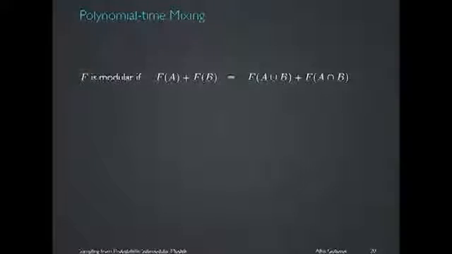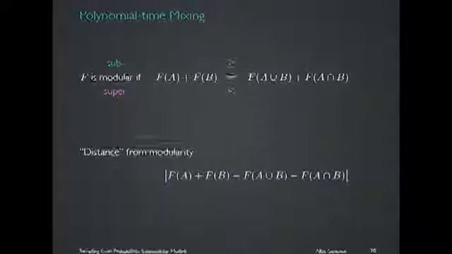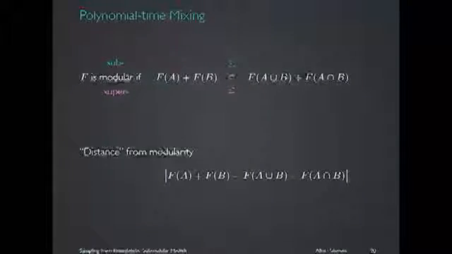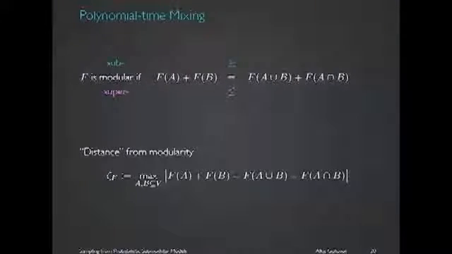We call a set function f modular if this equality here is satisfied for every subset A and B of the ground set. And we call it submodular if the left-hand side is greater, and supermodular if it's the other way around. Now using this, we can look at the amount by which this inequality is violated by a general function f, and just take the maximum of this over all possible subsets A and B. And we call this quantity zeta f here the distance from modularity.